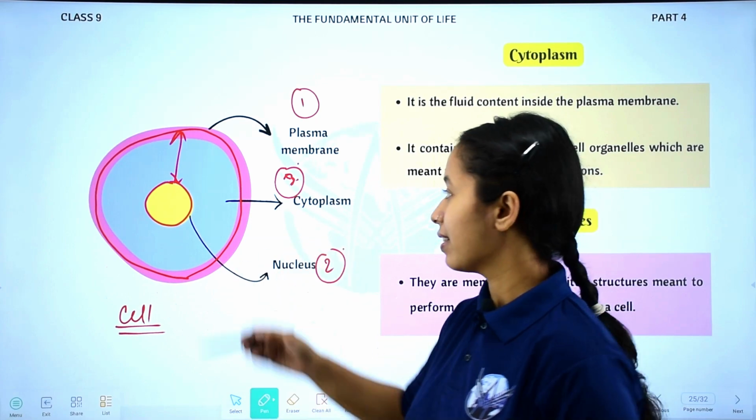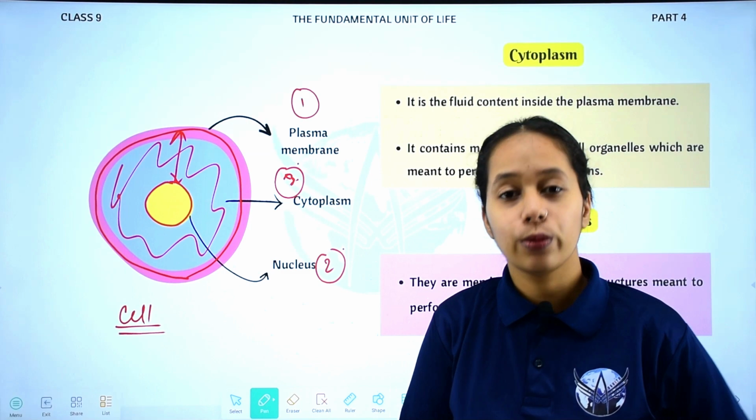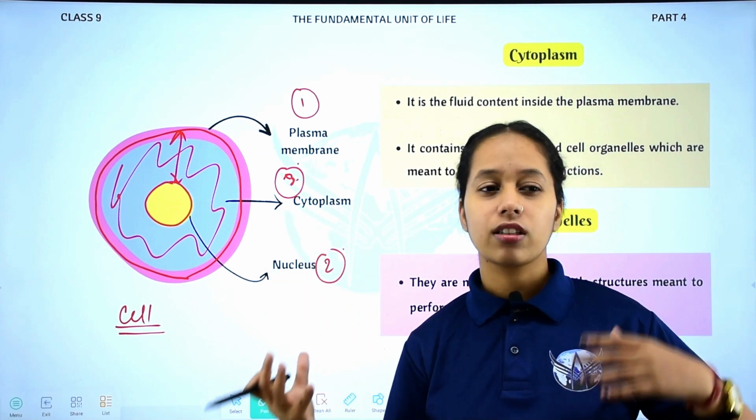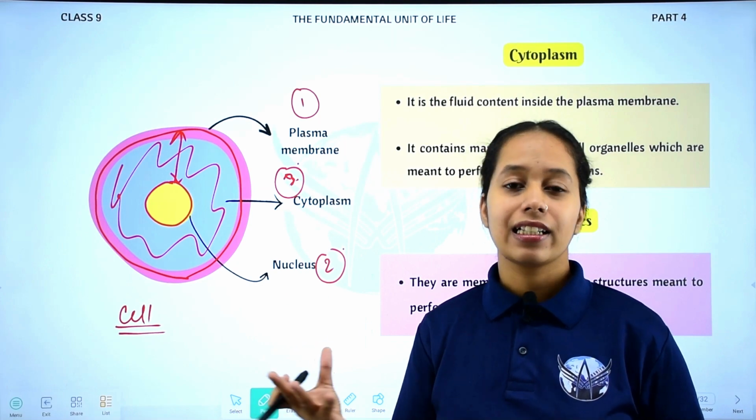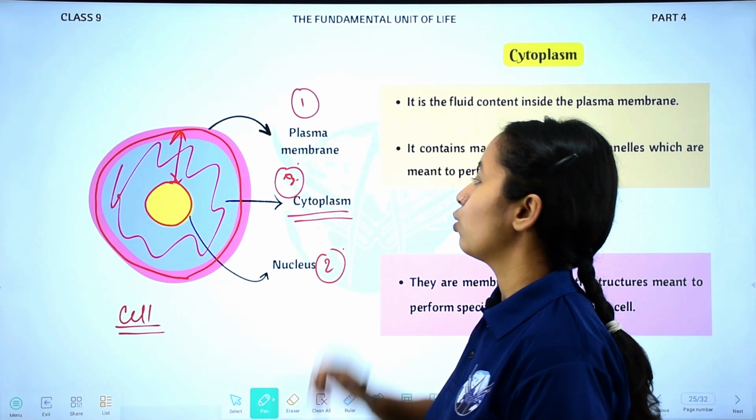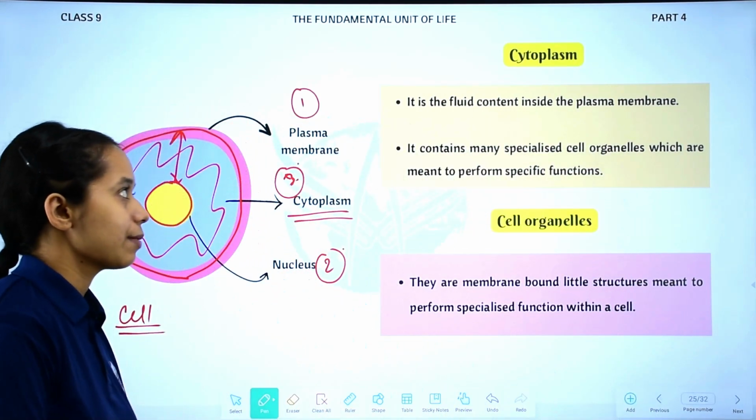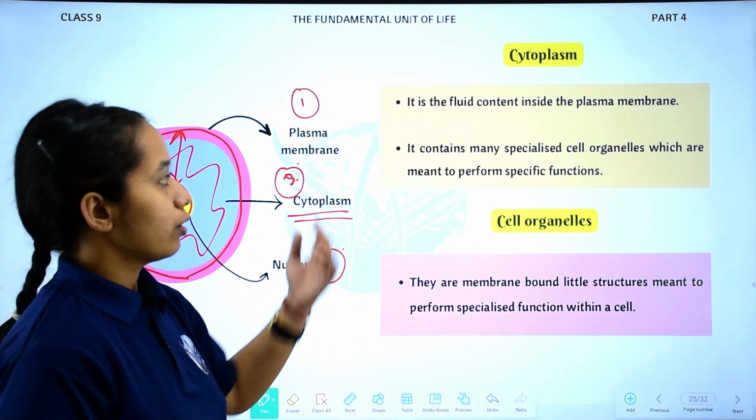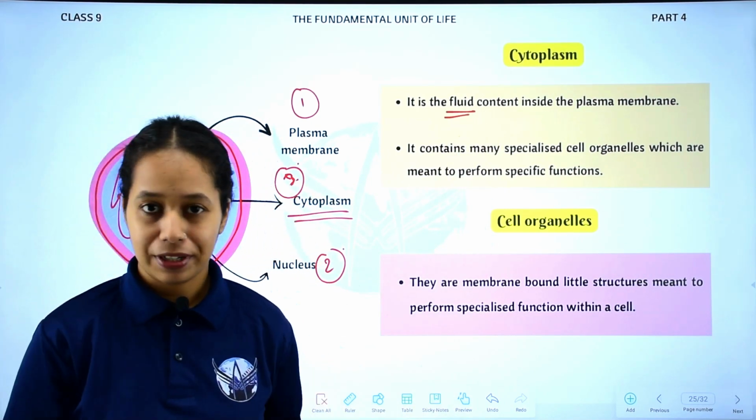So the answer is, this entire space is filled up with a fluid. Not a gas, not a solid. It is not hollow and vacant as well. Instead, it is filled up with a fluid, and this fluid is known as the cytoplasm. So let us learn about cytoplasm. It is the fluid content inside the plasma membrane.